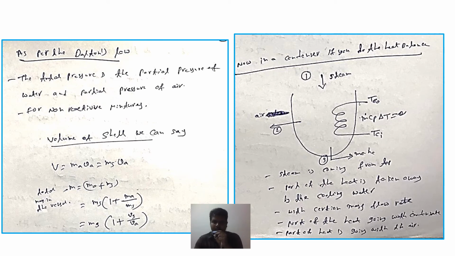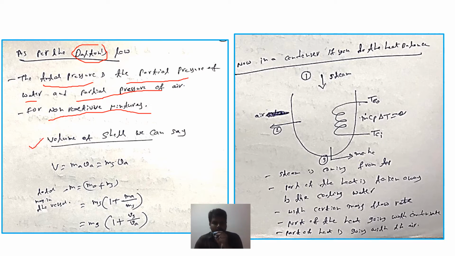As we know, in the condenser there will be a water-air mixture. As per Dalton's law, the total pressure is the partial pressure of water plus the partial pressure of air. This is only applicable for non-reactive mixtures according to Dalton's law.